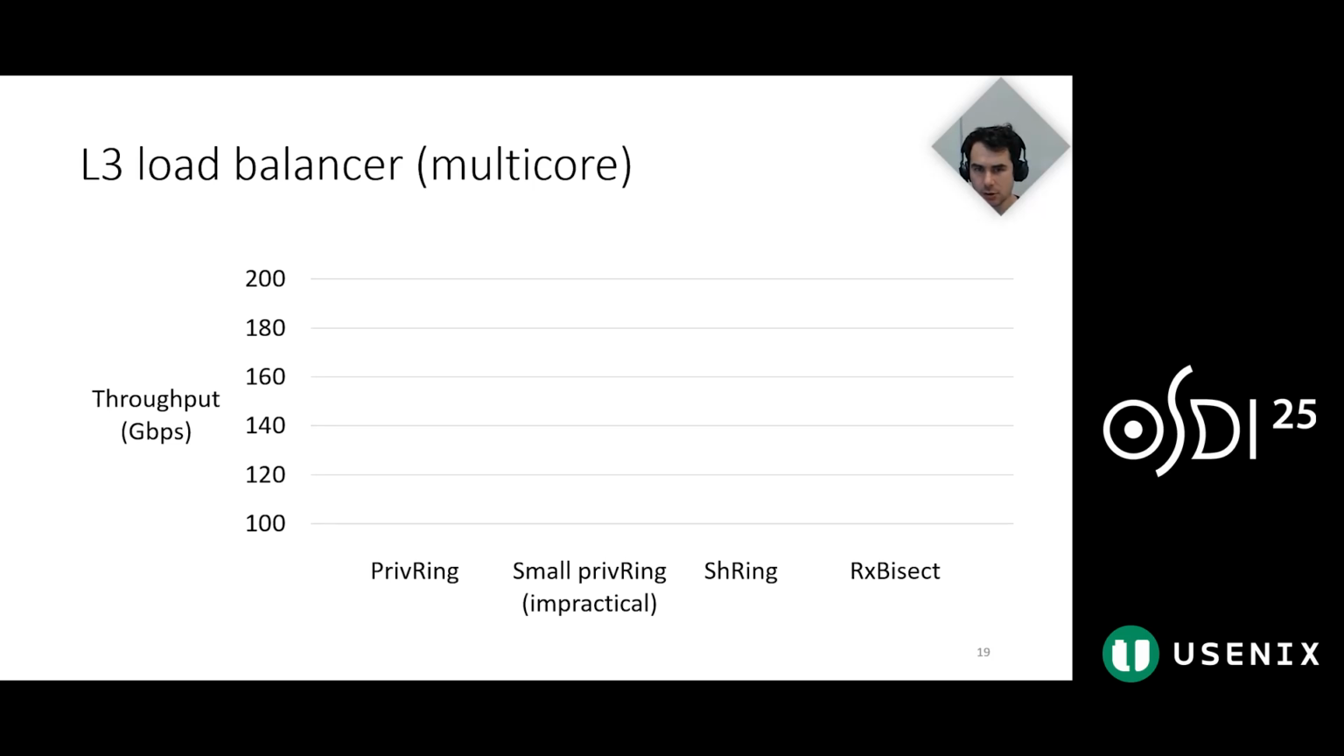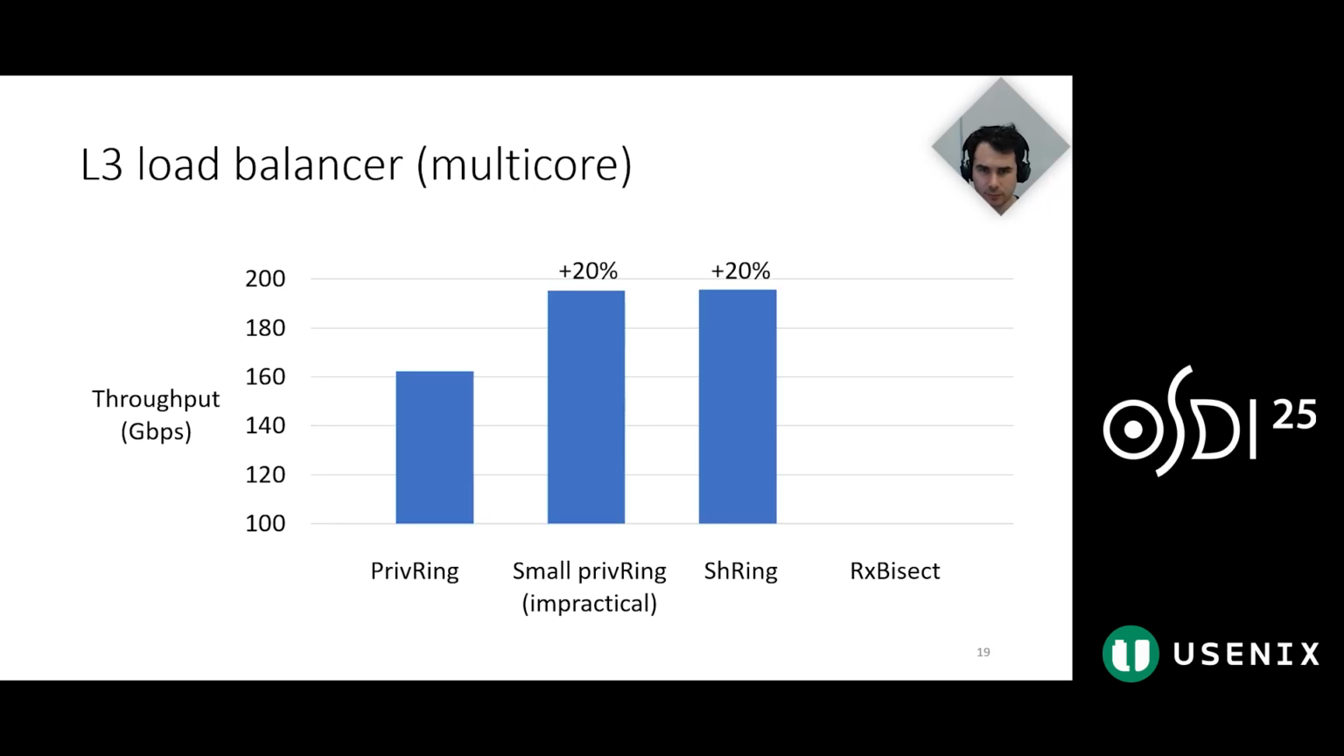The working set of private links does not fit in DDIO, and hence its throughput is low. Small private links, shRing and rxBisect fit in DDIO, hence they reach line rate, improving throughput by 20%. Note that in this experiment, only rxBisect is emulated, and the rest are not emulated.